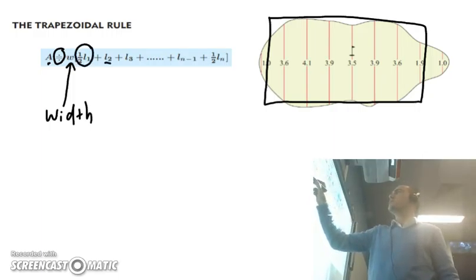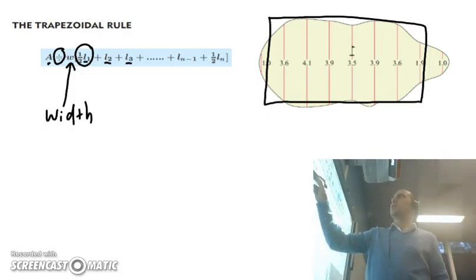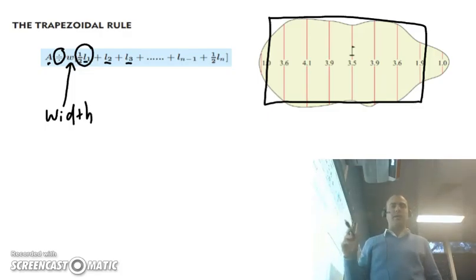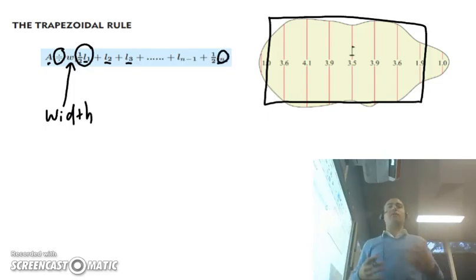So L1, L2, L3 are just referring to the lines. So it's talking about line 1, line 2, line 3. It's not asking you to do anything to these. It's just identifying which line they are. Ln is the last line. We don't know how many lines there are, so we say Ln.